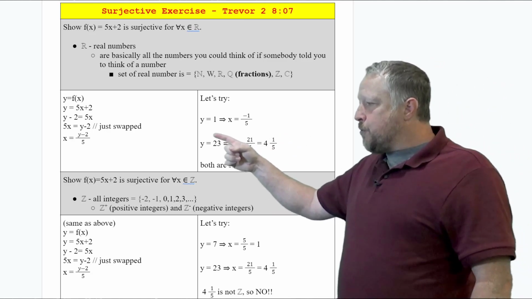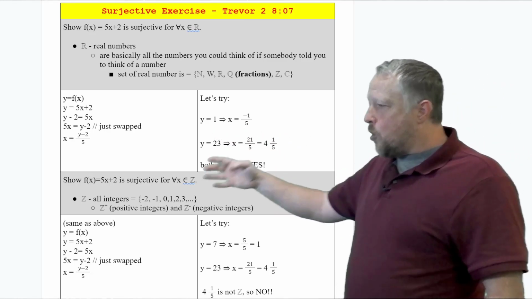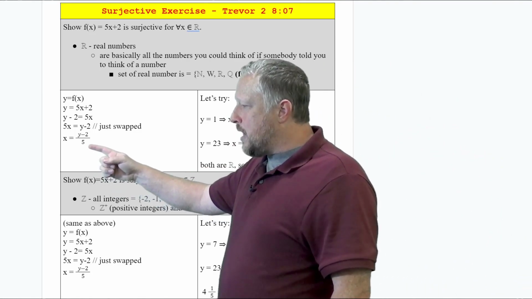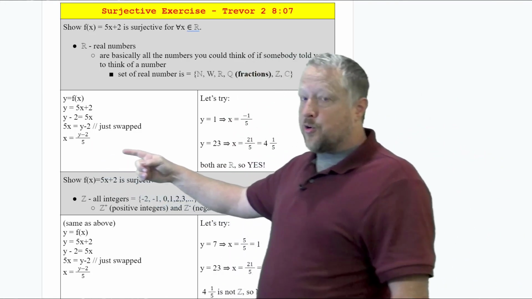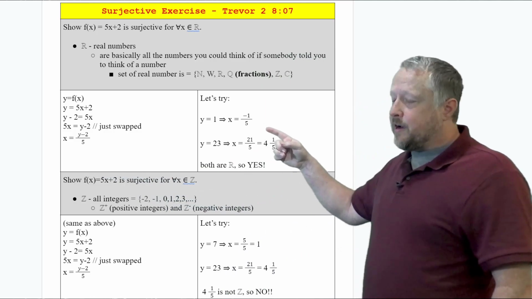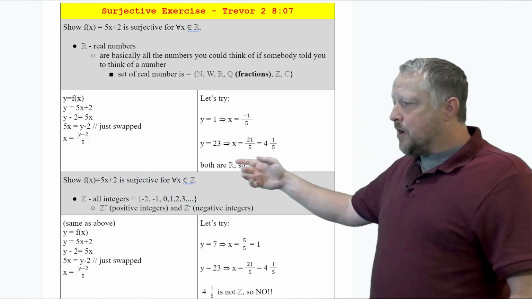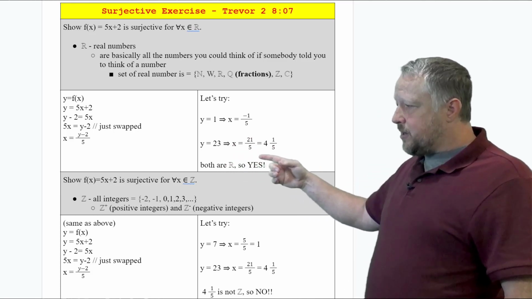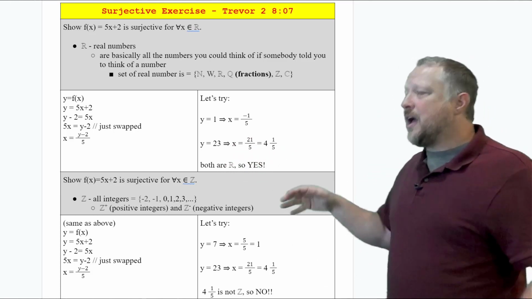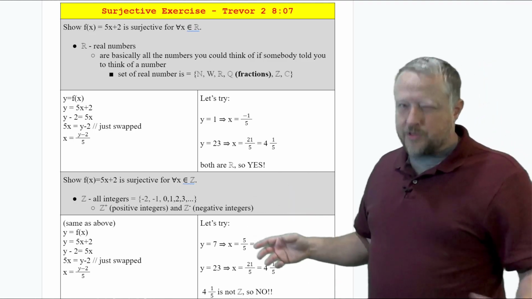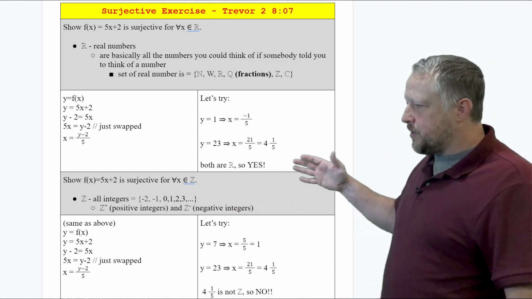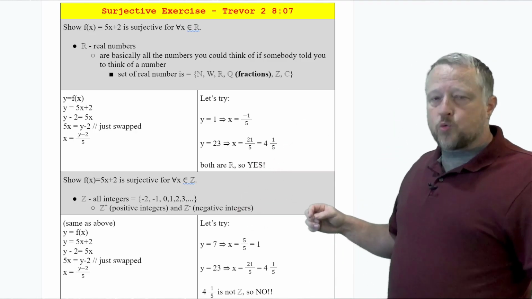Anyway, if I put 1 in for y, overall it'd be 1 minus 2, which equals negative 1 over 5. That is a real number. I tried 23. It's going to end up as 4 and 1/5. Yes, both of those are real numbers. It's almost hard to screw this one up, let's put it that way. But that one does work out.